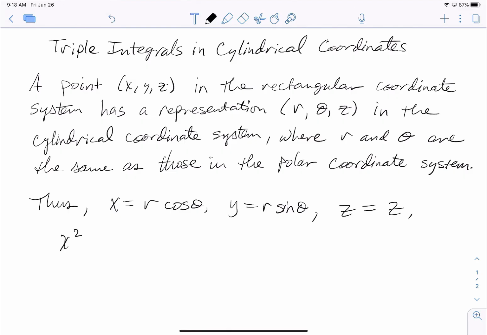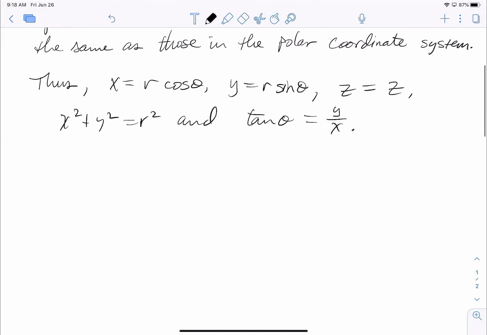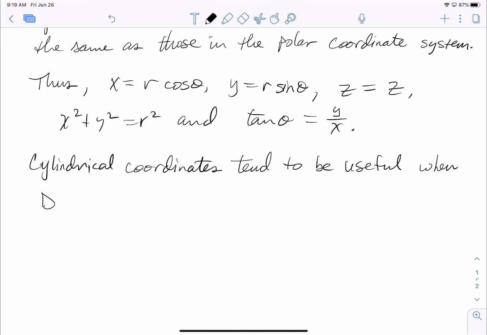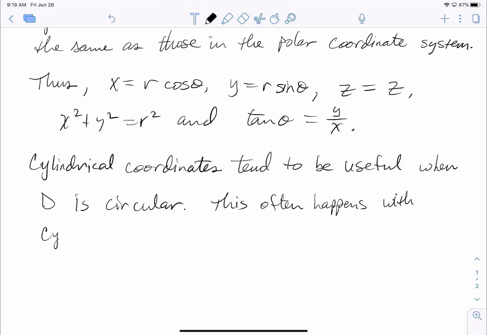We also have that x squared plus y squared is equal to r squared, and the tangent of theta is equal to y over x. Cylindrical coordinates tend to be useful when the region D is circular. That's not the only time, but this often happens with cylinders and paraboloids, and sometimes spheres.